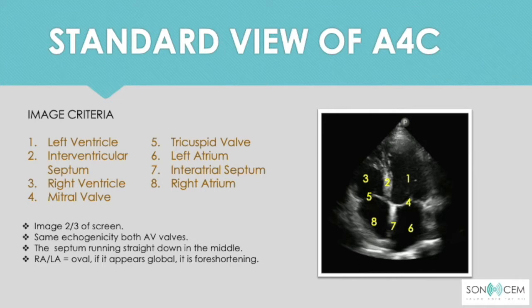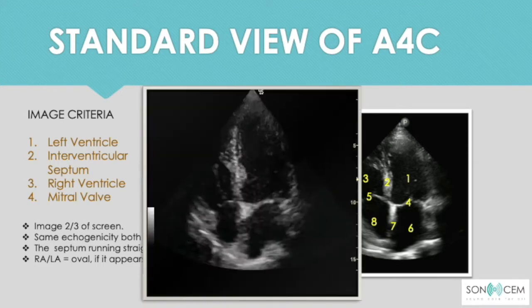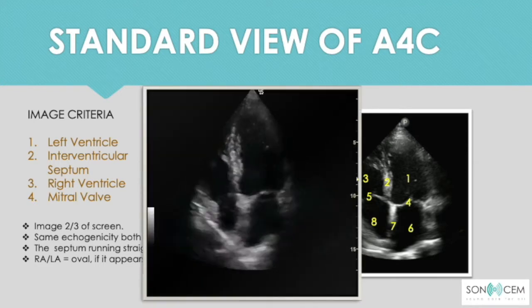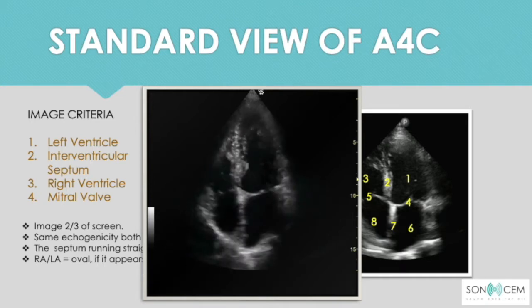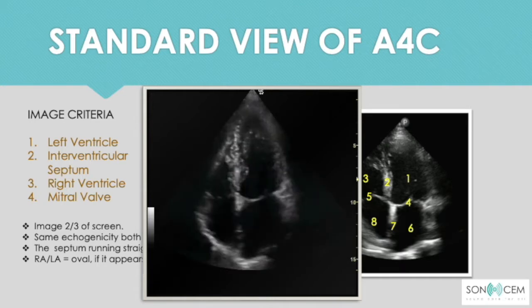The septum should be running straight down in the middle. And LA is oval in shape. If it appears globular, it is a foreshortened view. This is the example of the standard image of apical four chamber.